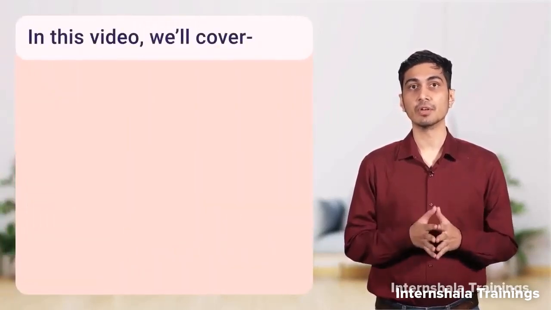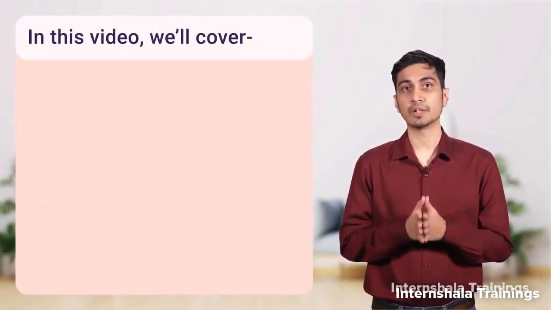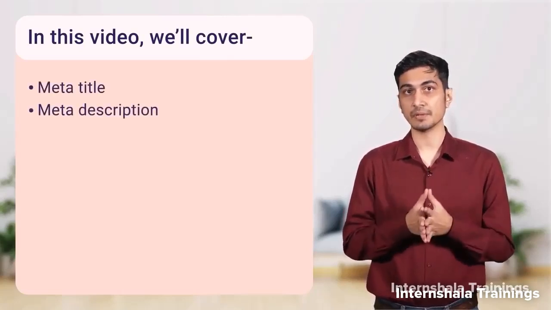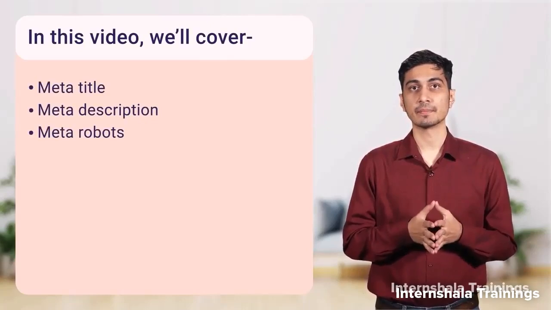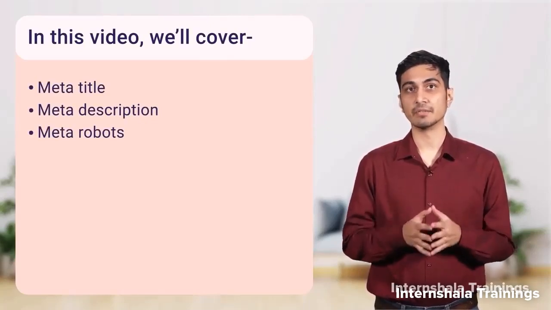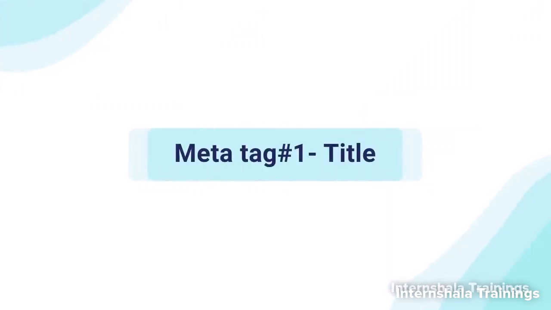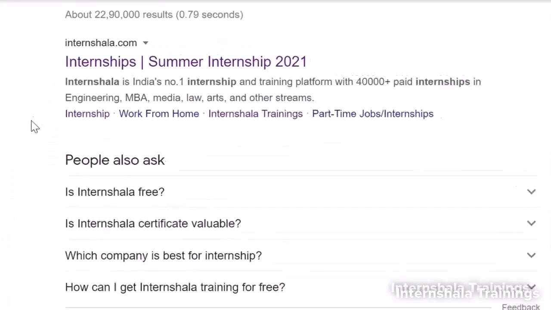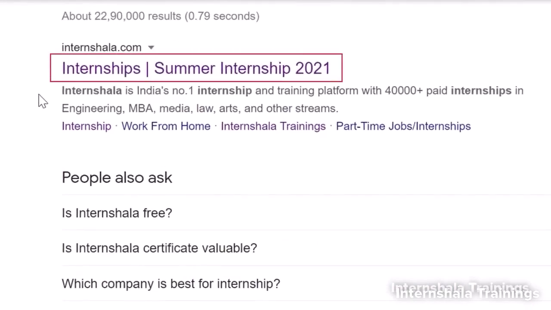In this video, you will learn how to use the three most important meta tags for SEO: meta title, meta description, and meta robots. Let's first understand the meta title with the help of an example. When we search for the keyword internship on Google, this is one of the top results. This is the meta title for Internsala's homepage. You might have noticed almost all the web pages have their own meta title in search results.